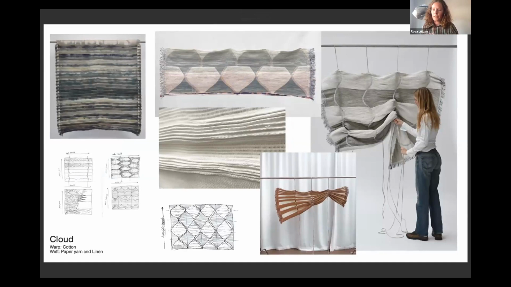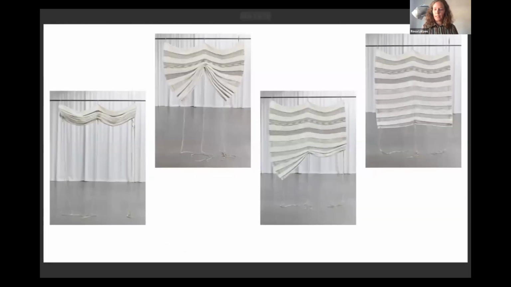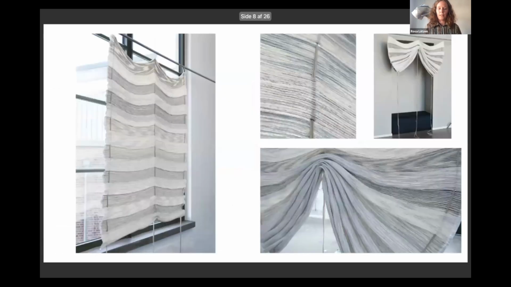Because of the stiffness of the paper yarn and the softness of the cotton, the textile starts to crease. I have enhanced this effect by adding these drawstrings and making it into a drop-down curtain.